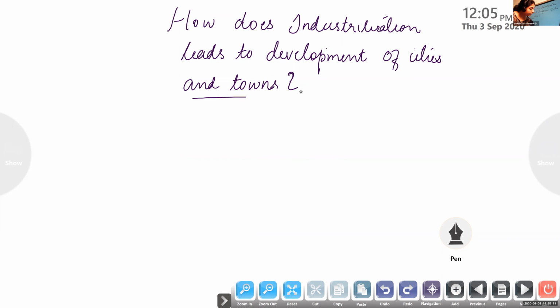Did you write the question? Yes, ma'am. Find out the answer for this question and write it on an A4 sheet of paper. Ma'am, is this an activity? Yes, do it. We have discussed some points. You got a rough idea about how industrialization leads to urbanization or development of cities and towns, right?